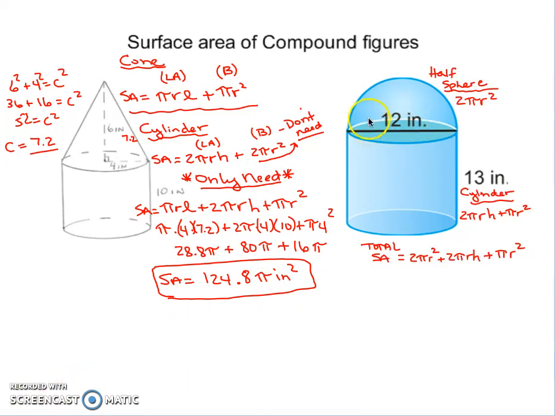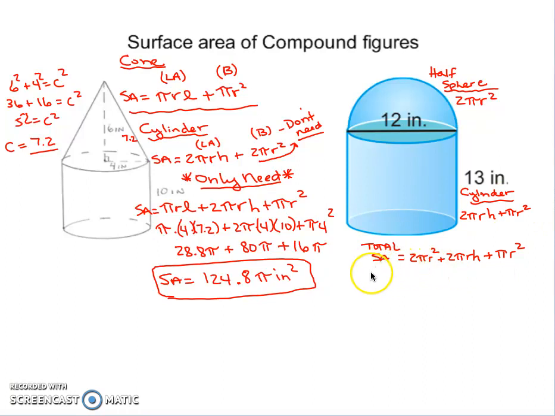For this next example, you can see we have a half sphere because we would not include this base, plus the cylinder, which again, we're only including one base for. So here are our formulas, 2 pi r squared for this half sphere. We just took half of the sphere formula. And then for our cylinder, it's 2 pi r h plus only the one base, pi r squared. So this is what we get.